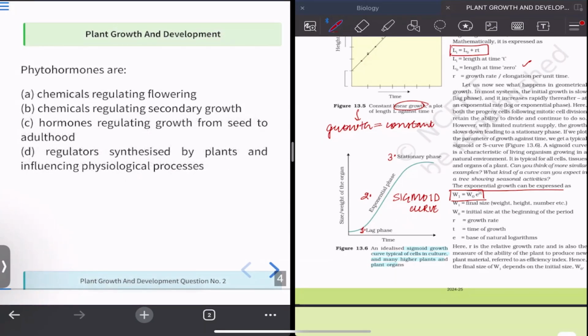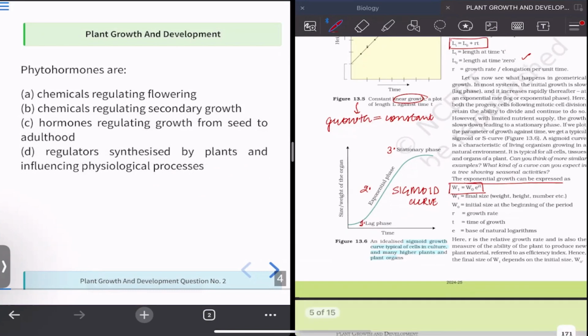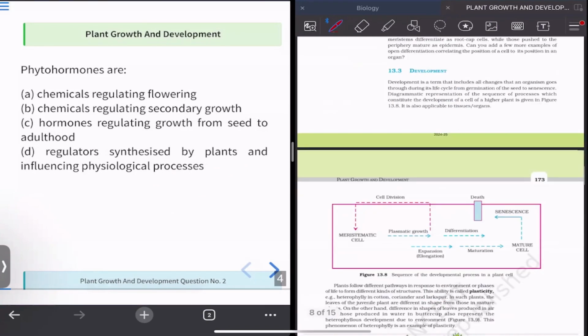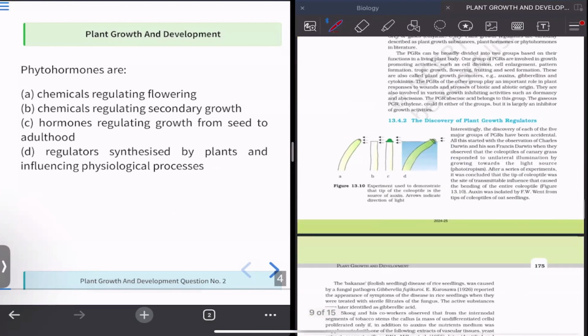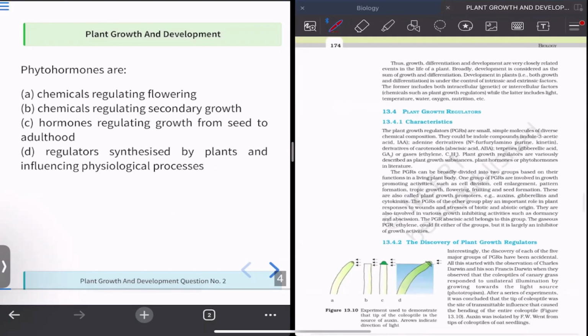Moving on to the next question, we have the definition of phytohormones. So, what actually are phytohormones? Phytohormones are also known as plant growth hormones. Plant growth regulators are also known as phytohormones. And phytohormones are small, simple molecules of diverse chemical composition. They could be indole compounds, indole 3 acetic acid, adenine derivatives. They can be derivatives of carotenoids or they can be gases.